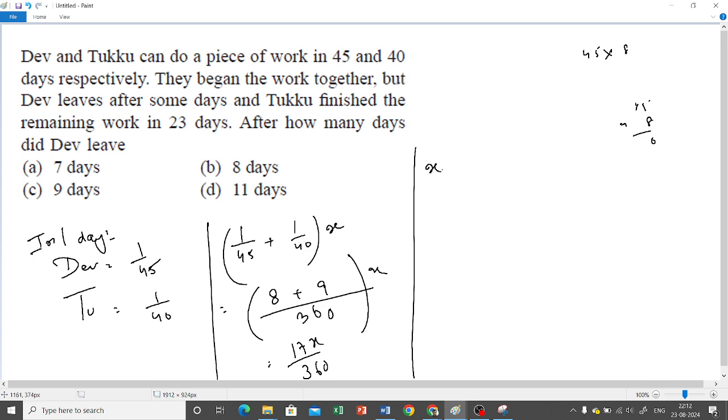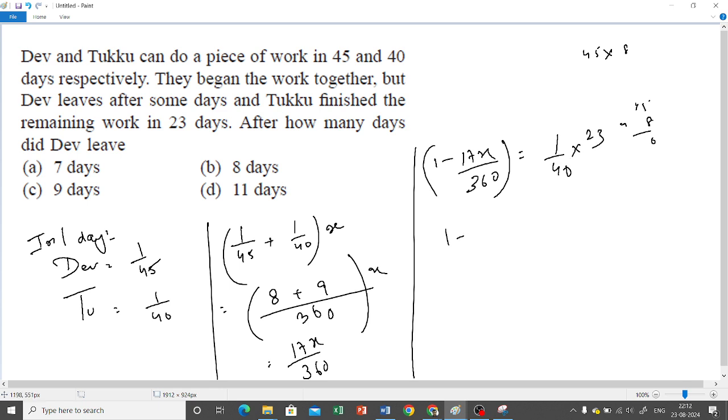Now, to finish the remaining amount of work in 23 days, what is the remaining amount of work? It is 1 minus 17x by 360, because the total is taken as 1. This work has been completed by Tupu in 23 days. So what is Tupu's 1 day work? 1 by 40. So 1 by 40 into 23.